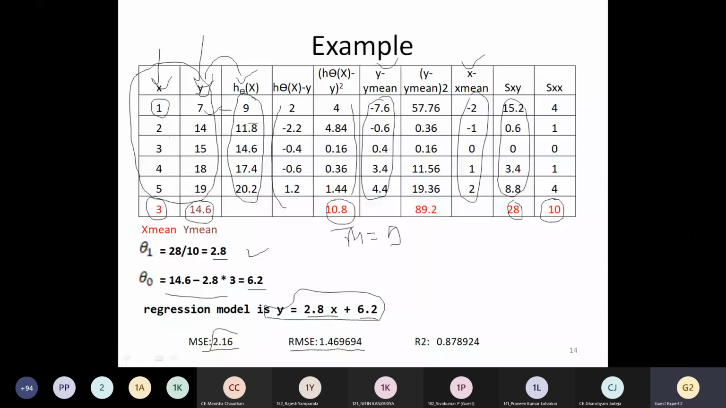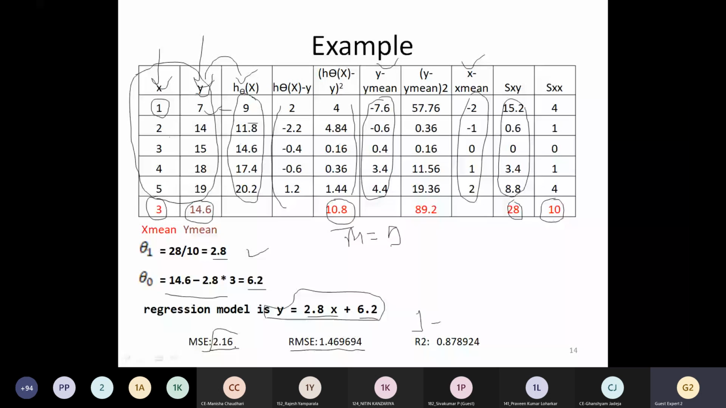And R square is equal to what? 1 minus the sum of squares, that is 10.8, upon the y mean square, and we have done the sum of them, upon 89.2. So that is the R2. So the value of R2 is 0.87.